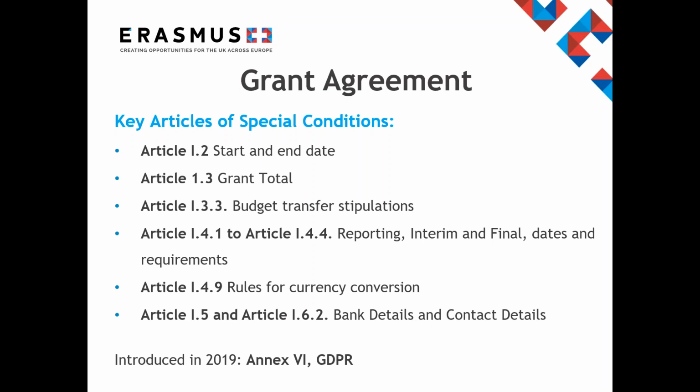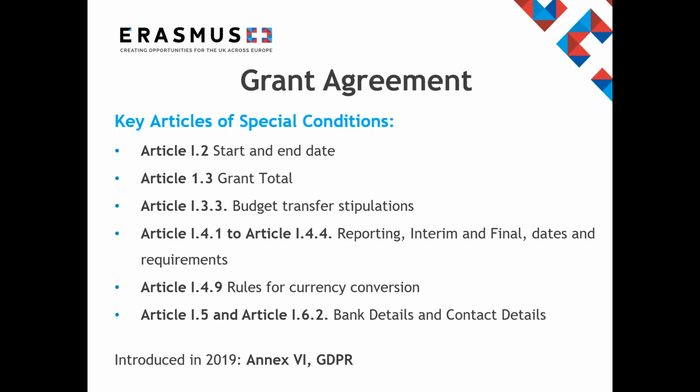In Article 1.5 and Article 1.6.2, bank details and contact details can be found. The national agency can only issue funds into this account and contact the individual stated in this article, as well as the designated legal representative. The UK National Agency will not discuss important matters of your project with any other person not indicated in the grant agreement. This is why it is important that if either the contact person or legal representative changes, you communicate the change to us as soon as possible.